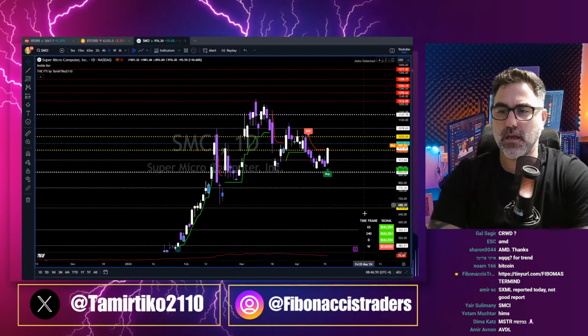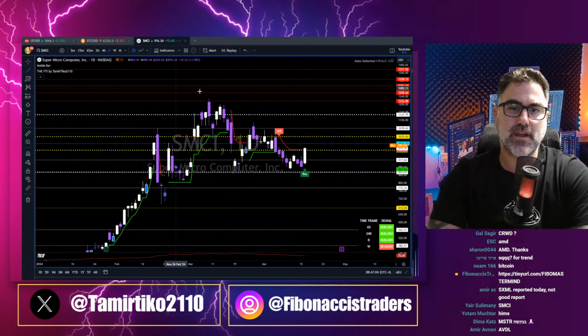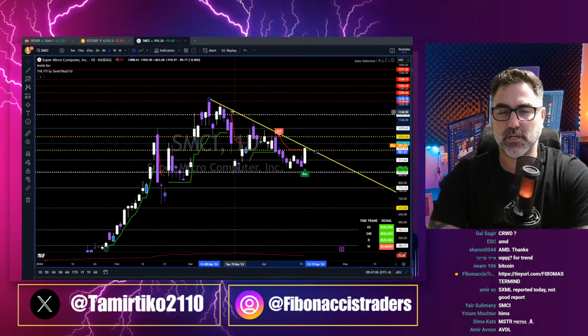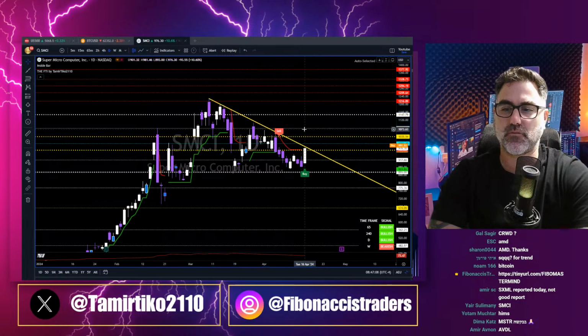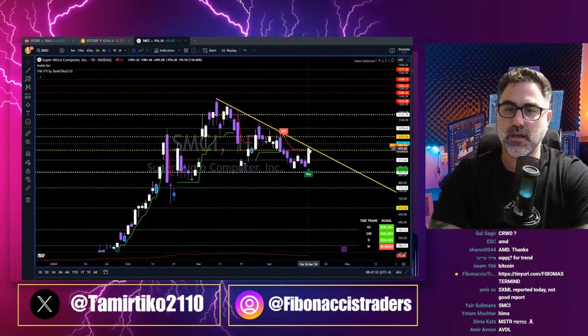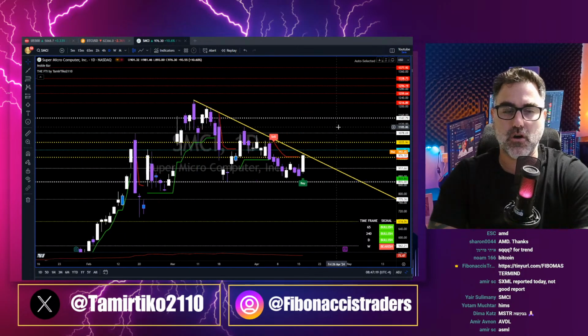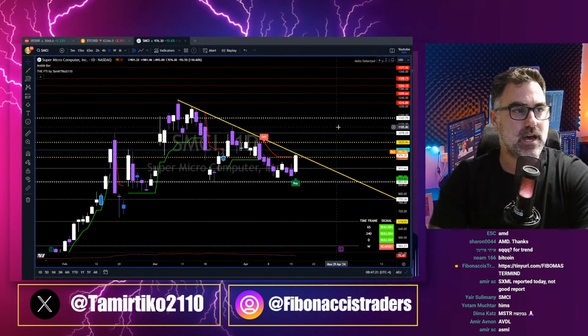SMCI, what do you see? Bullish on all time frames, but you still have this trend line over here. Look at this. Trend lines are the true support resistance for price action. This is why we are still bearish on the weekly. You want to go long on SMCI, you need at least a day or two above the 1000, and then you can start taking long on SMCI.